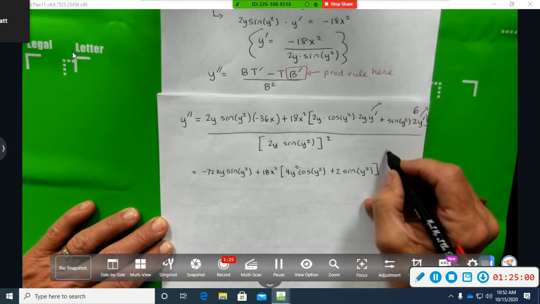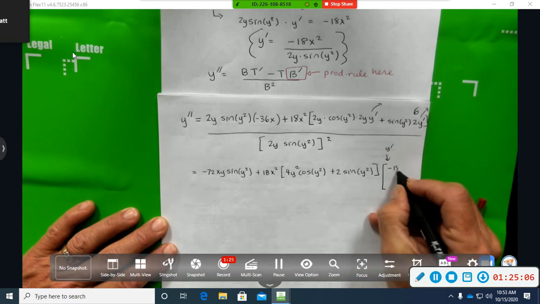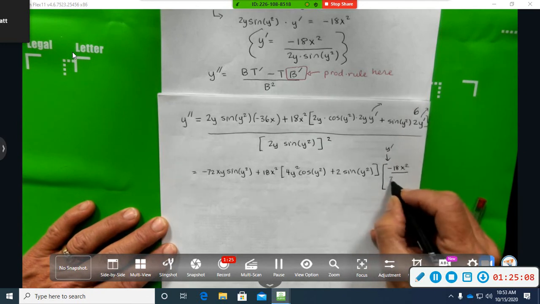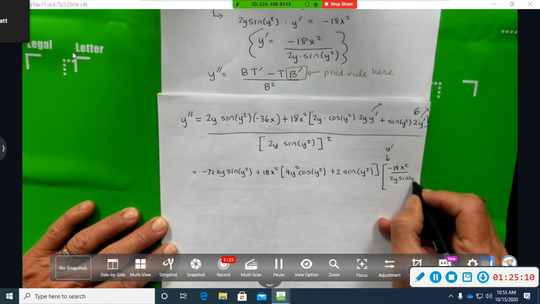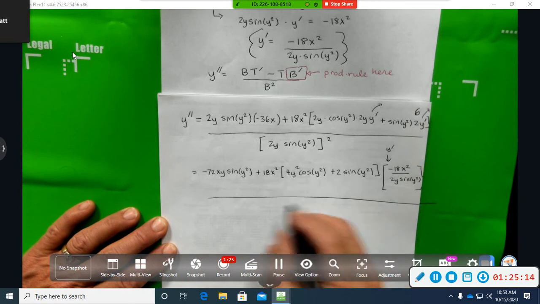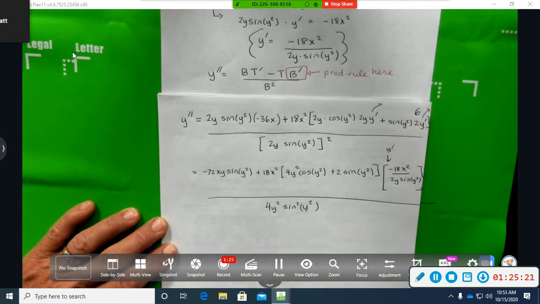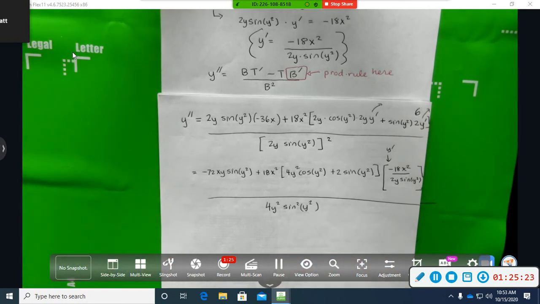Then I'm factoring out the y prime right here. But y prime from the previous step was negative 18x squared over 2y sine of y squared, all divided by, square this, 4y squared sine squared y squared. Yeah, that is a mess. But I did have to factor that out, so thank you.